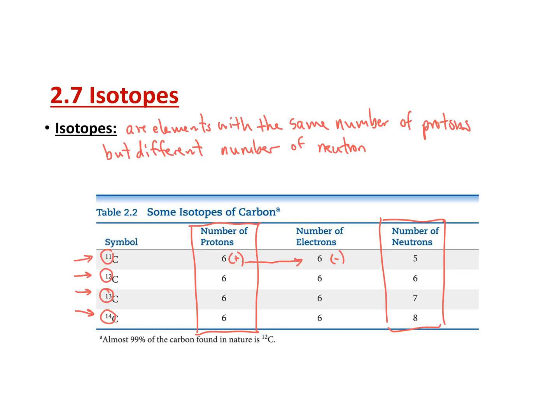So isotopes are elements with the same number of protons, right? So it makes it an atom of carbon, but a different number of neutrons. That's making it an isotope of carbon. Remember, you cannot change the number of protons. If you change that number, you're changing the atomic number and you're changing the element.